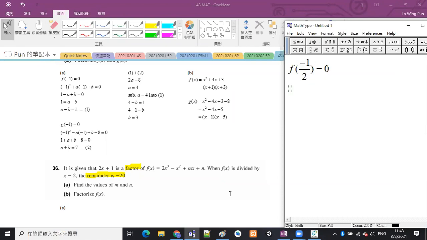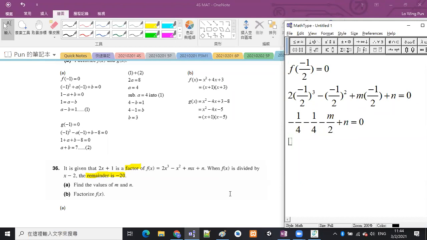So 2x plus 1 is a factor, so f of negative 1 over 2 is equal to 0. Okay, 2 times negative 1 over 2 cubed minus negative 1 over 2 squared plus m times negative 1 over 2 plus n is equal to 0. And then minus 1 over 4 minus m over 2 plus n is 0. So that should be negative 1 over 2 minus m over 2 plus n equals 0. And then multiply the whole equation by 2. So m minus 2n is equal to negative 1. That is our equation 1.